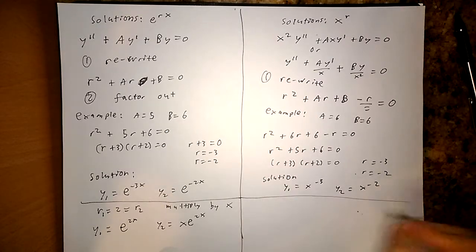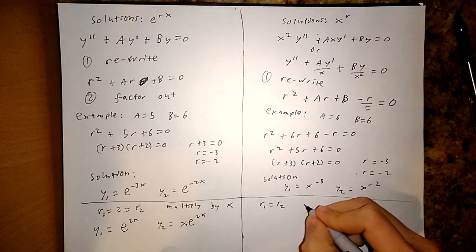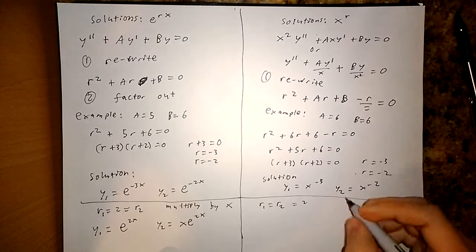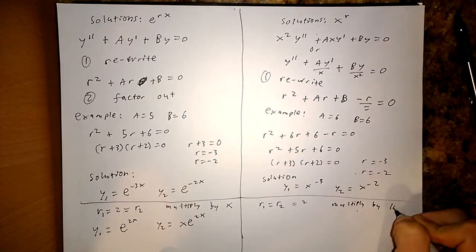Now, what happens if this has the same r? If r1 equals r2, and in this case we're going to set it equal to 2, you have to multiply by natural log of x.